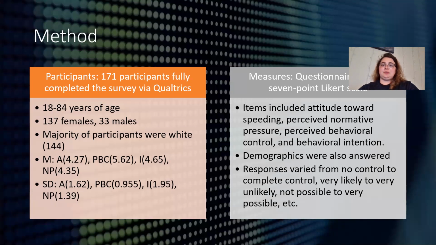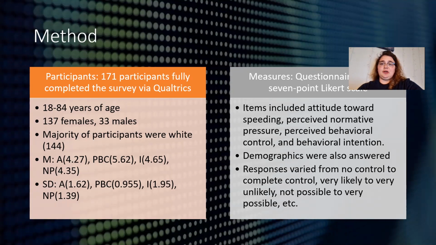So for our measures, we used a questionnaire that involved a 7-point Likert scale. The items included attitude towards speeding, perceived normative pressure, perceived behavioral control, and behavioral intention. There were demographics that also were answered so that we can get an idea of what our population is for this study that we're working with. Responses varied from no control to complete control, very likely to very unlikely, not possible to very possible, and etc.